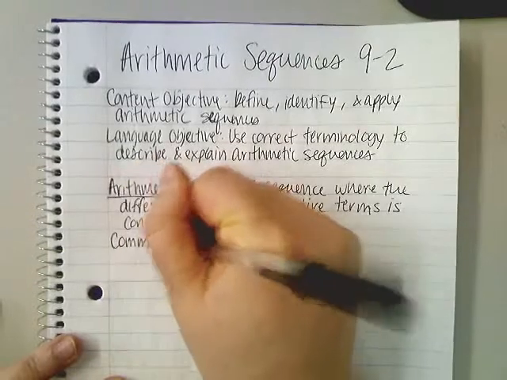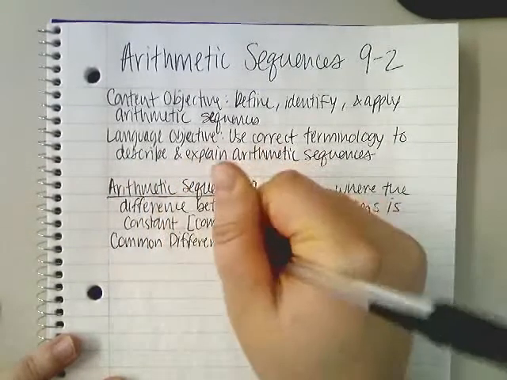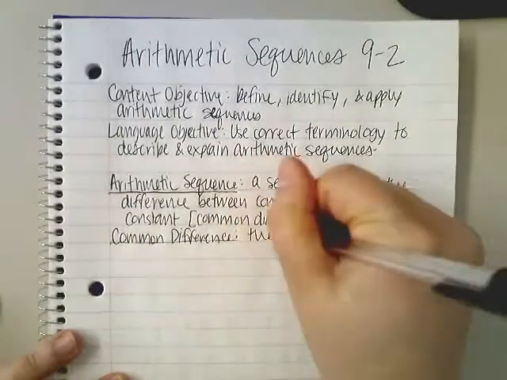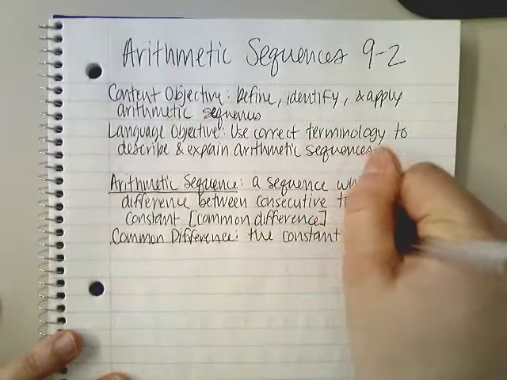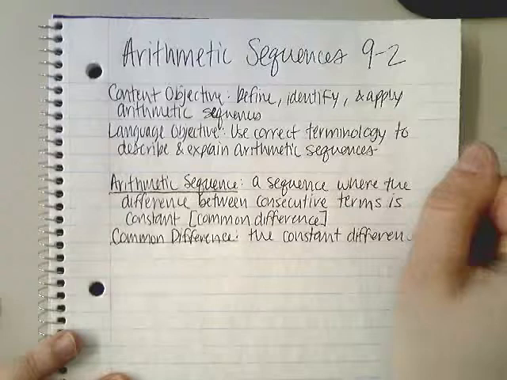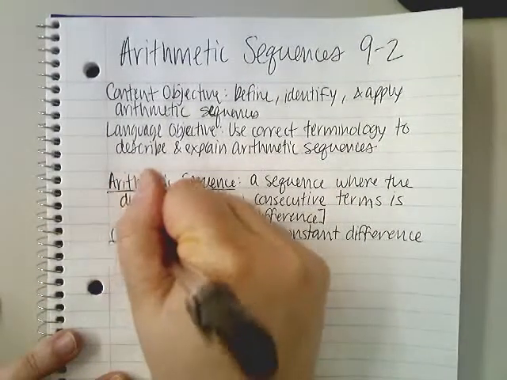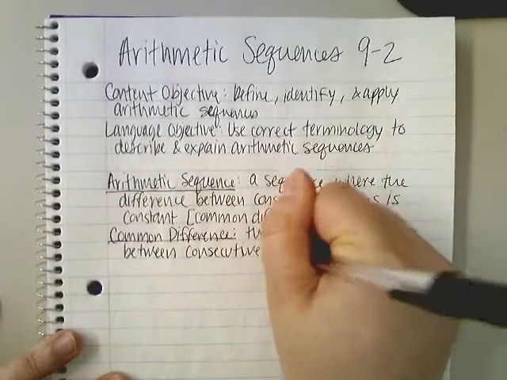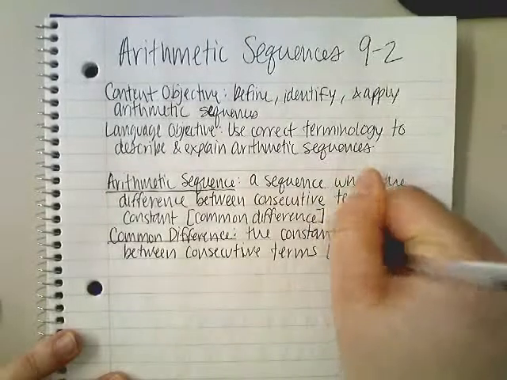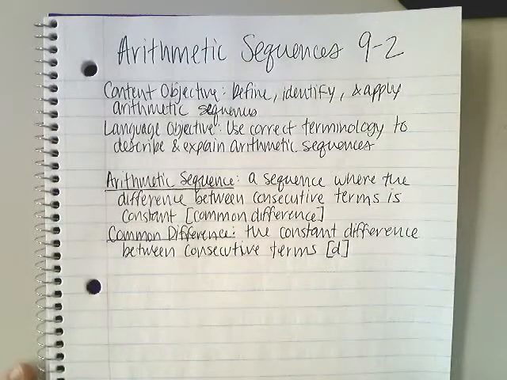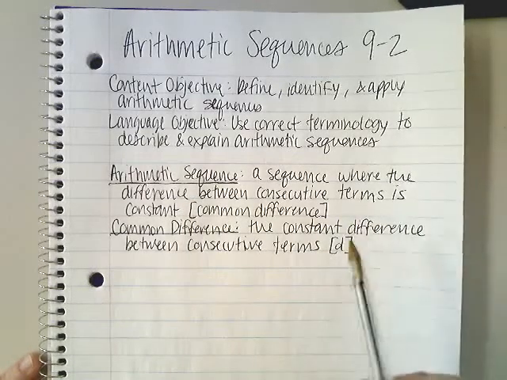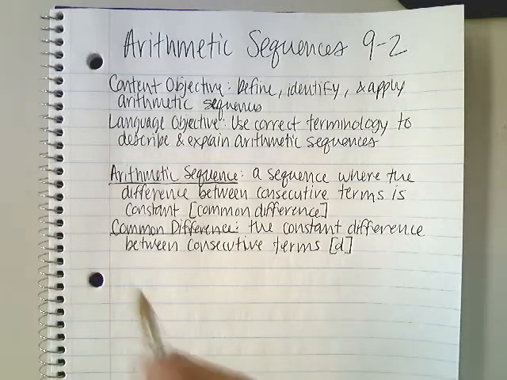This is going to be a key term for not just this section, but this unit. So a common difference is the constant difference between consecutive terms, specifically in an arithmetic sequence. And we're going to use the variable lowercase d to represent that common difference as we move forward. So an arithmetic sequence is a sequence where the difference between consecutive terms is constant.